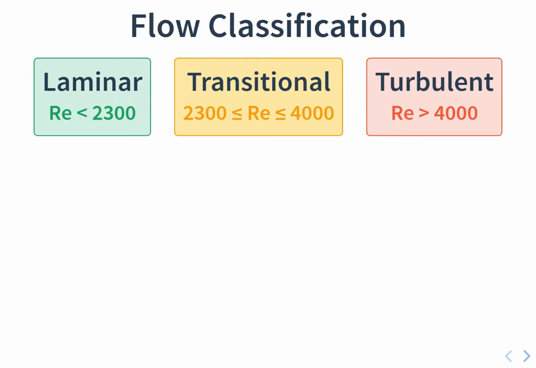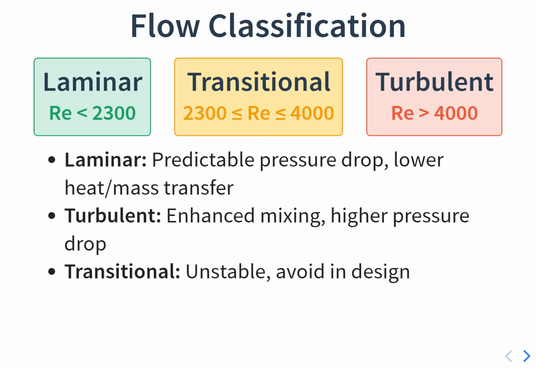Now, why do we care about Reynolds number? Because it predicts flow regime. Below 2300, you have laminar flow, predictable pressure drop but lower heat and mass transfer rate. Above 4000 we get turbulent flow, enhanced mixing and higher heat transfer but also higher pressure drop. Between 2300 and 4000 is transition flow. It is unstable and unpredictable, so we avoid this in process design.